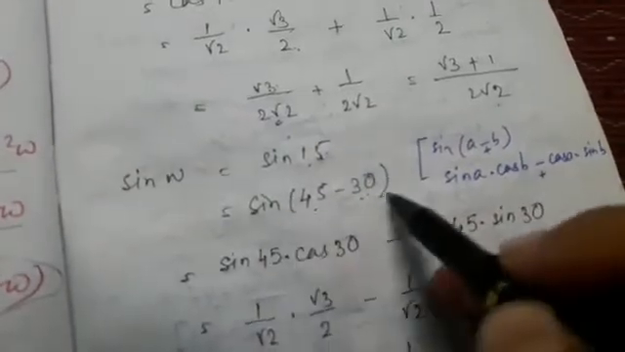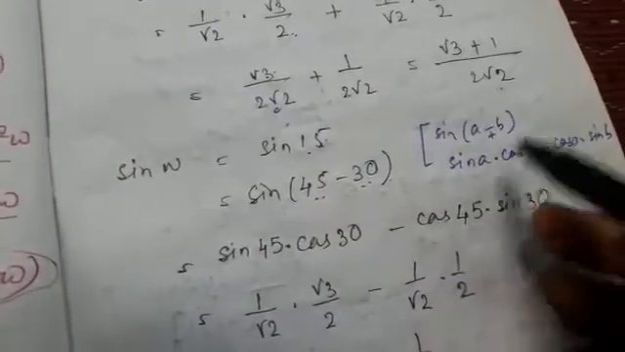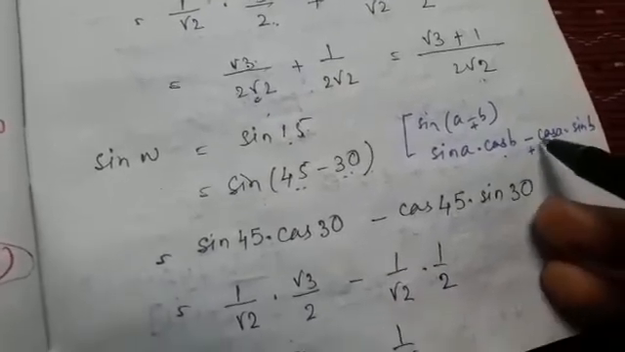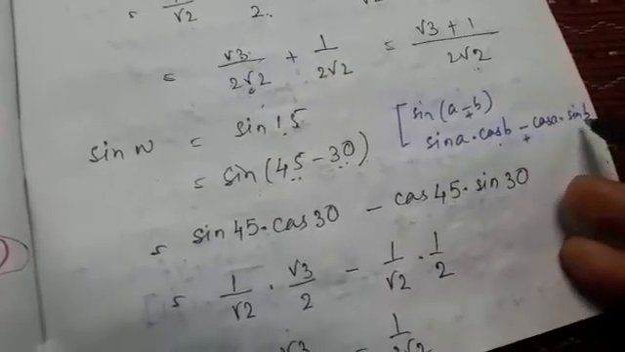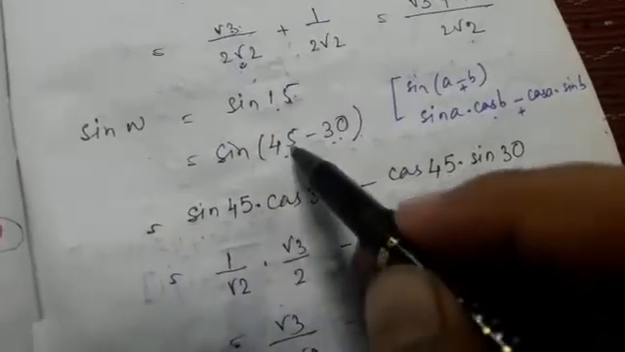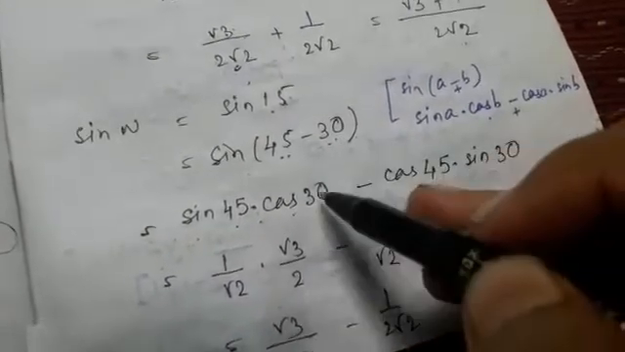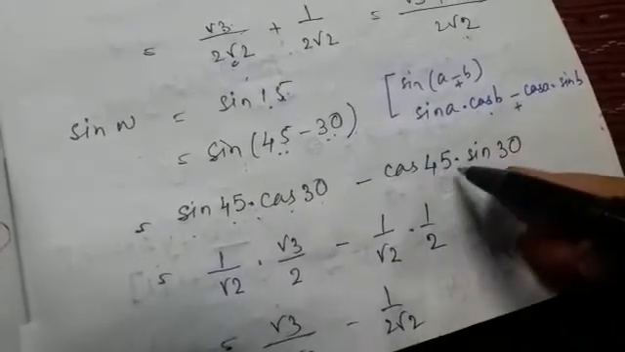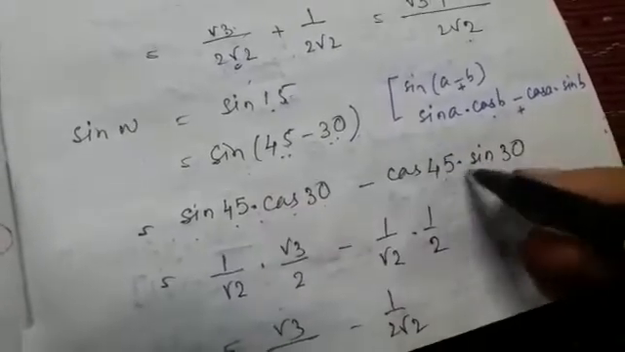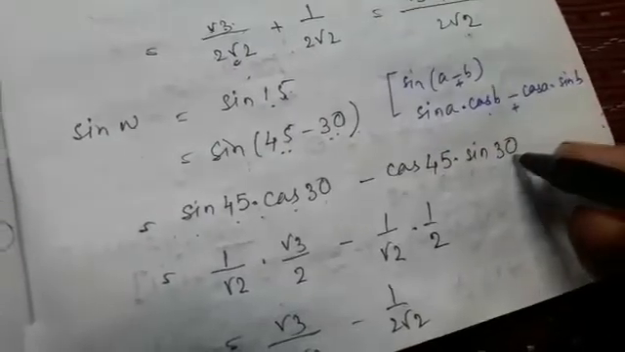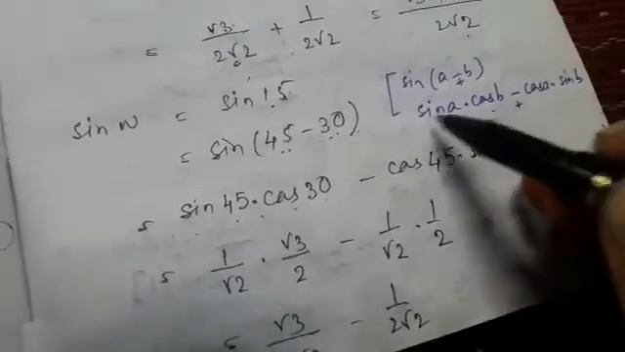So now again this comes as the sine a minus b formula. So what does sine a minus b say? Sine a into cos b minus cos a into sine b. So sine a, what is a here? 45 dot cos b. See the formula? What is b? 30, cos 30 minus cos a. What is a? 45 dot sine b. What is b? Sine 30. Getting my point? We are using this formula.